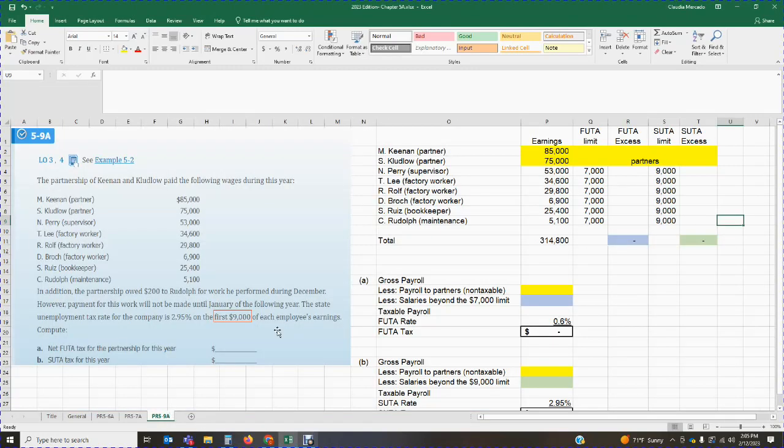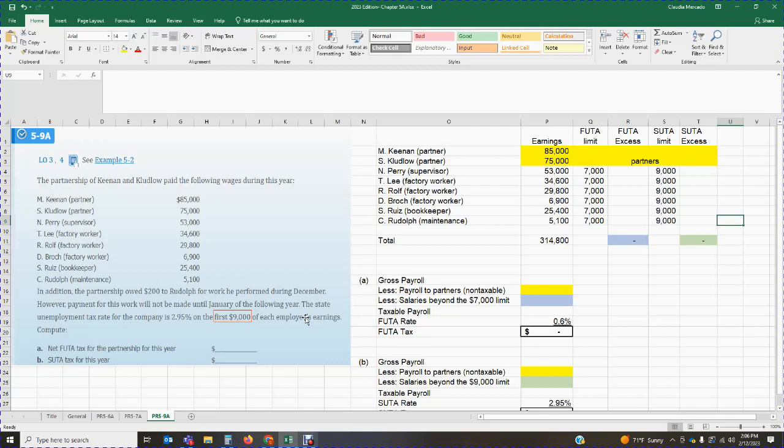Problem 59A says the partnership of Keenan and Klutlow paid the following wages during the year. We have a list of employees: two partners, Keenan and Klutlow; Perry, who's a supervisor; Lee, Rolf, and Brock, who are factory workers; Ruiz, a bookkeeper; and Rudolph, who does some maintenance. We have all of the wages for the year. In addition, the partnership owed $200 to Rudolph for work he performed during December. However, payment for this work will not be paid until January of the following year.